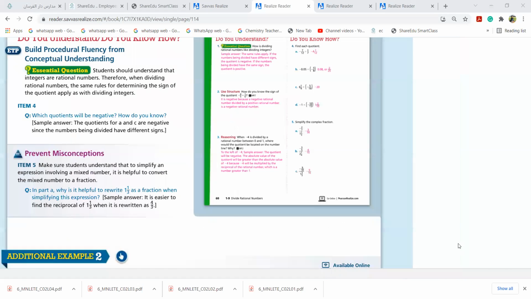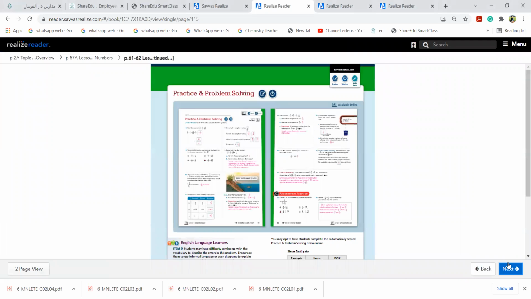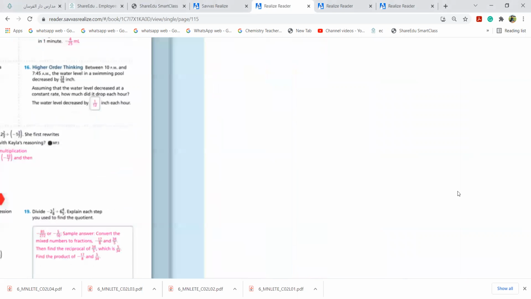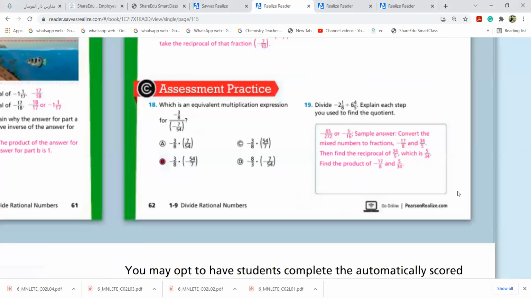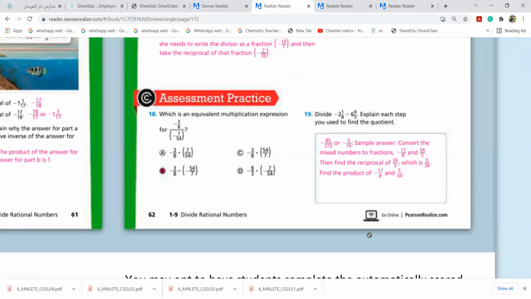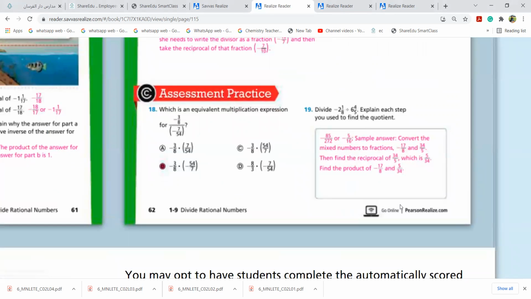Okay, now coming to the last page, I will quickly do the assessment practice with you and we can start with the new unit, the unit review. Okay. Which is an equivalent multiplication expression, the correct one?